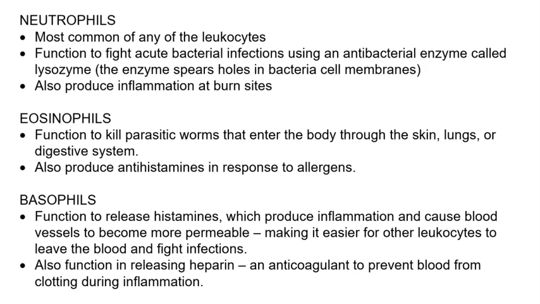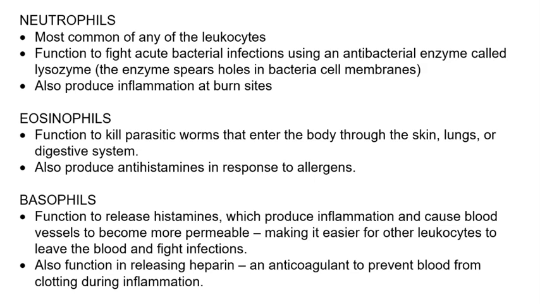The eosinophils function in killing parasitic worms that enter the body through the skin, the lungs, or the digestive system. Because these are common entry points for those kinds of parasites to enter the body, eosinophils tend to be located within these areas. They also produce antihistamines in response to allergens, which reduces the swelling and the blood vessel dilation that comes with allergic responses.